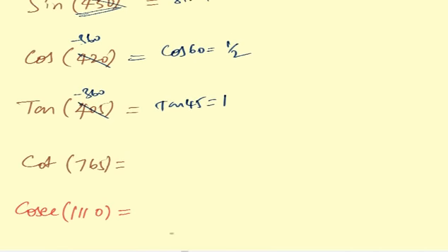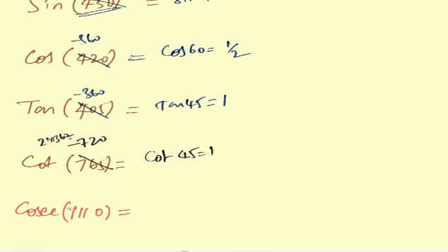Then go to the next one. What is given for us? 765. Friends, you subtract as many 360s as you can. So you subtract the first 360 and the second 360, so in total you subtract 720. That means two 360s are subtracted at a time. So 765 minus 720 becomes cot 45. So the answer is 1.